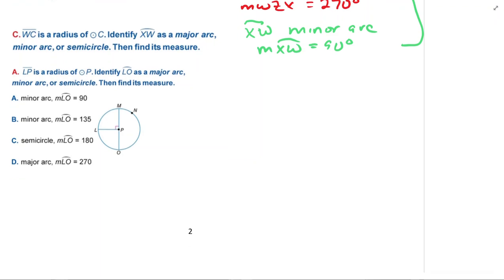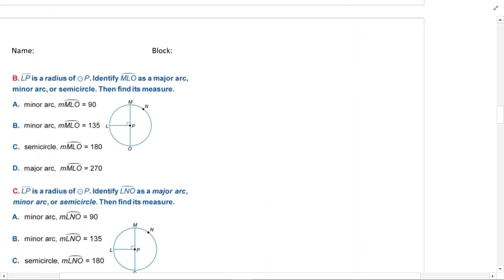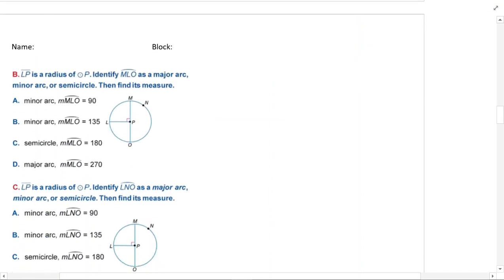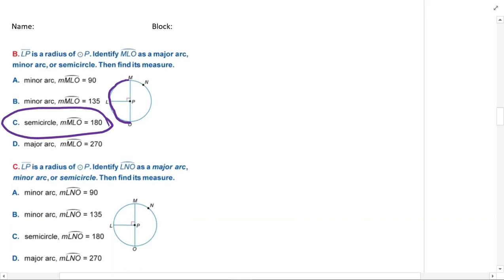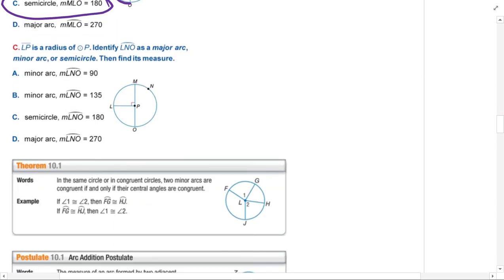For the next problem, we're told that LP is a radius. We want to identify LO. LO is a minor arc that is 90 degrees. We want to identify arc MLO. So we start at M, go through L, go to O. It is a semicircle, 180 degrees. The last one is LNO. Start with L, go through N to O. That is a major arc and 270 degrees.